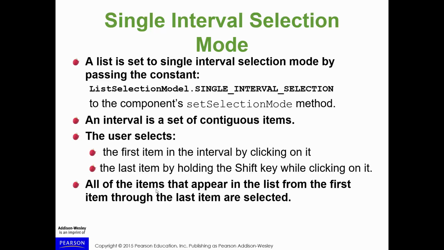So again, as mentioned right here, if you want a single selection interval, that's what you pass. I think everybody knows what an interval is. I don't think we have to really go through it. All right, so you click on the first item you're interested in, hold down the shift key, and click on the last one. If it's single interval selection, again, those must be contiguous. And if it's multiple, they don't have to be.